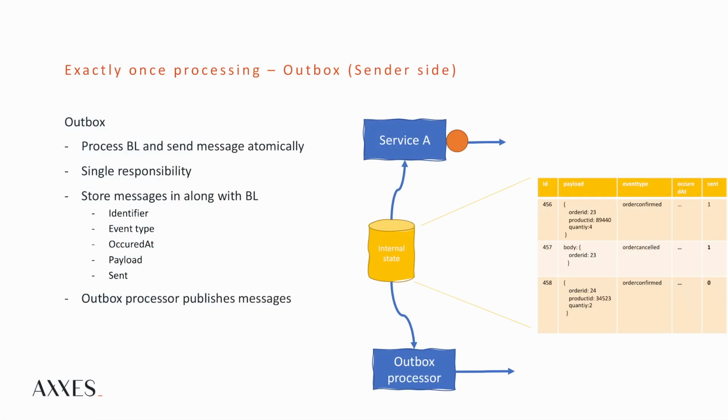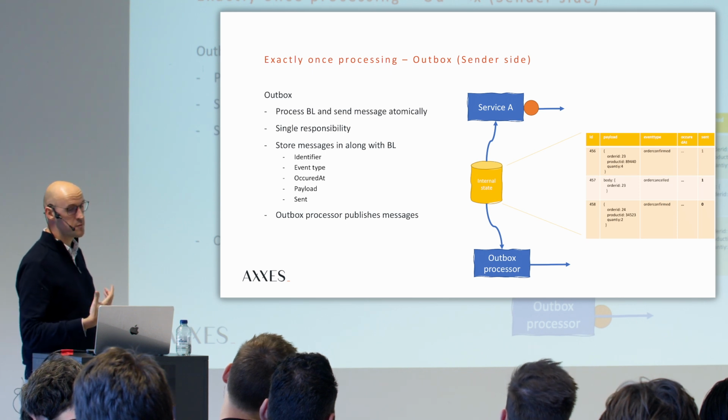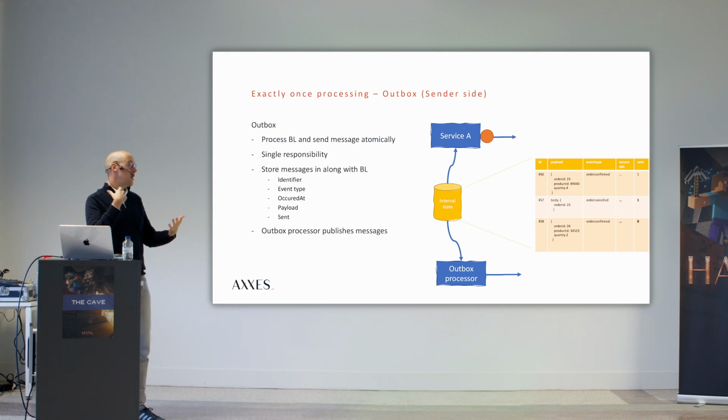Now, how can these messages then be sent out? Well, we will introduce another piece, called the outbox processor. And what will this do? This will look at the table over there and look at all the messages which haven't been sent out. The messages that haven't been sent out will be sent out by that outbox processor. So instead of the service sending out the message, it's now the responsibility of the outbox processor to send out the messages. And at that moment, you're sure that if some business logic is executed, the correct messages will be sent out as well.